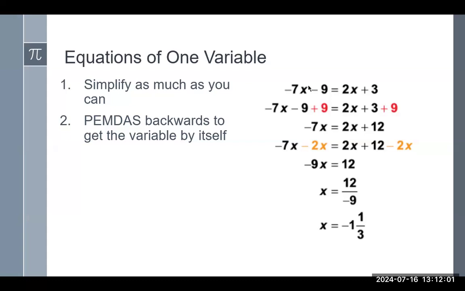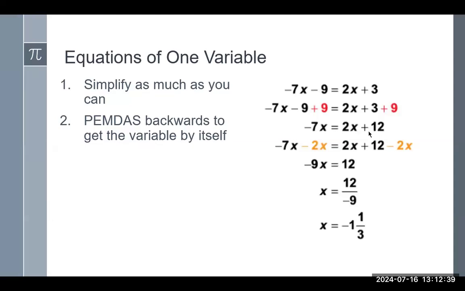So let's work out that. Let's apply addition and subtraction. Let's go ahead and get rid of the 9 by adding 9 to both sides of the equation. Negative 9 plus 9 goes away, and 3 plus 9 is 12. It doesn't matter whether we chose to get rid of the 9 or the 3. Here we just decided to get rid of the 9, so we added 9 on both sides. Now we have negative 7x is equal to 2x plus 12.